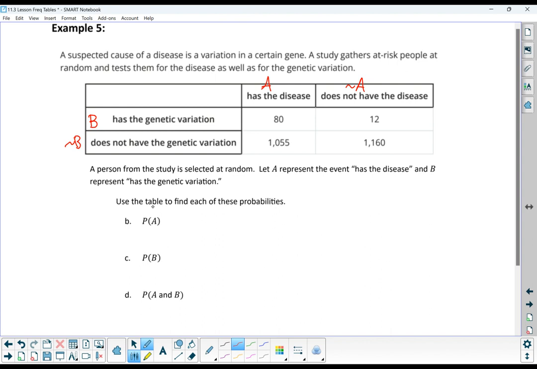Okay, use a table to find each probability. Well, the probability of A is, let's see, we're going to actually have to do some math here. So 80 plus 1,050, our total here, 1,055. Whoa. Our total here is 1135, and we need our grand total as well. So we need to add up more things as well. So this is 1172.